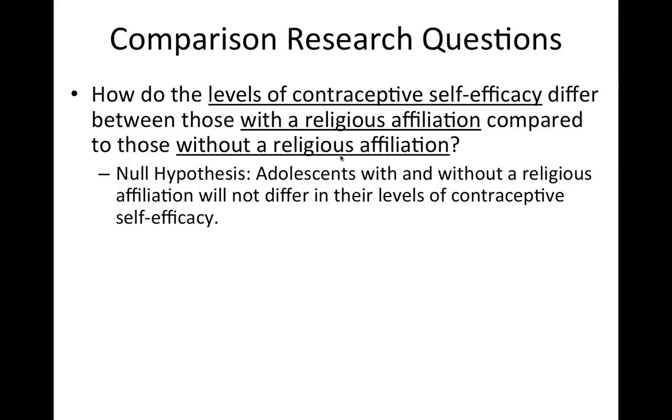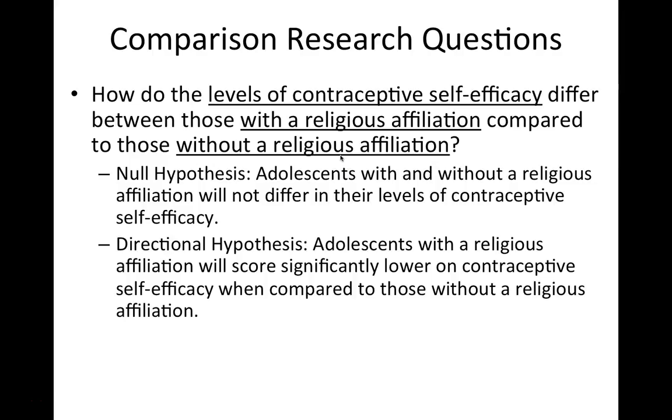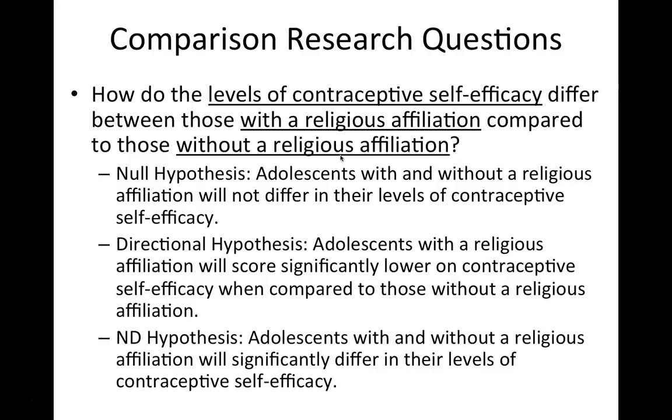A directional hypothesis would be that adolescents with a religious affiliation will score significantly lower on contraceptive self-efficacy. And I say lower conceptually because we know that on this scale it's flipped around. So people who score higher are actually sort of less confident in their abilities and their contraceptive abilities when compared to those without a religious affiliation. And then a non-directional hypothesis would be that adolescents with and without a religious affiliation will significantly differ in their levels of contraceptive self-efficacy.